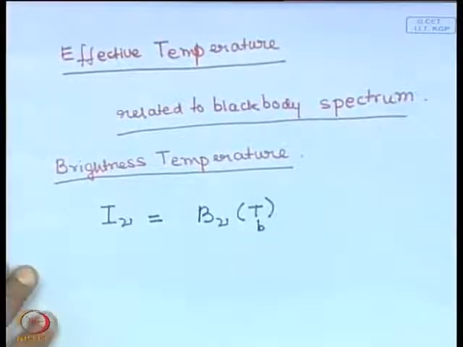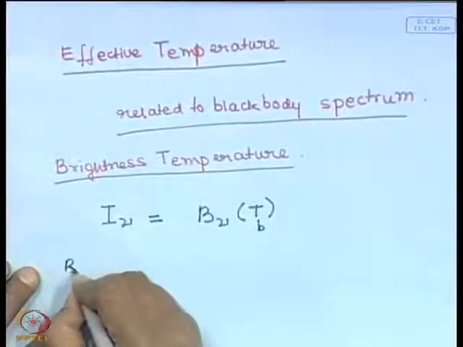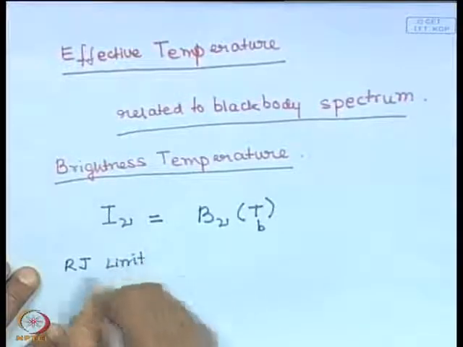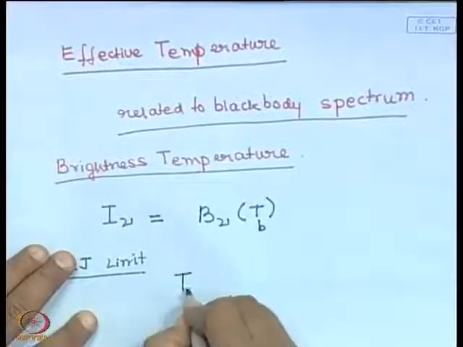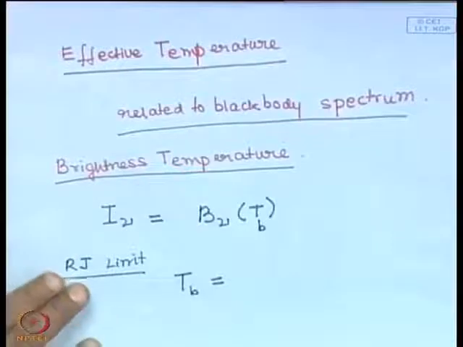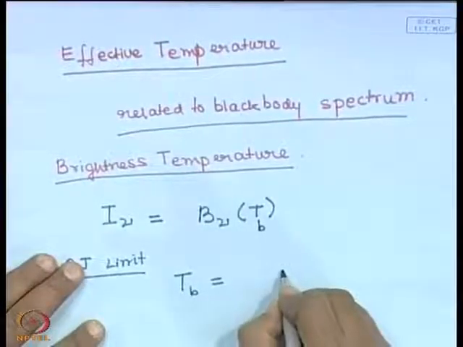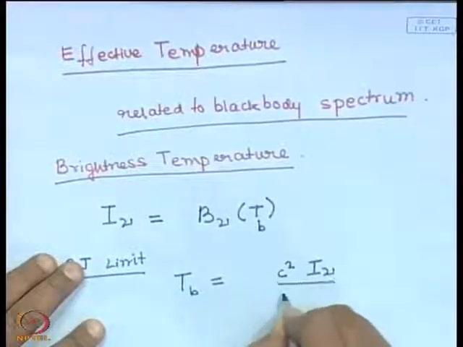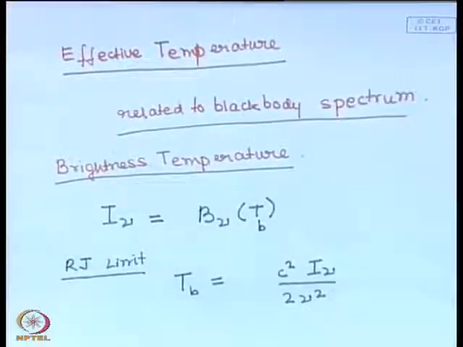And in the Rayleigh-Jeans limit, this is rather simple. If I take the Rayleigh-Jeans limit, which is very useful in radio astronomy, this is quite simple. In the Rayleigh-Jeans limit, you take the specific intensity and just multiply it with c square and divide by 2 nu square, it will give you the brightness temperature, right.